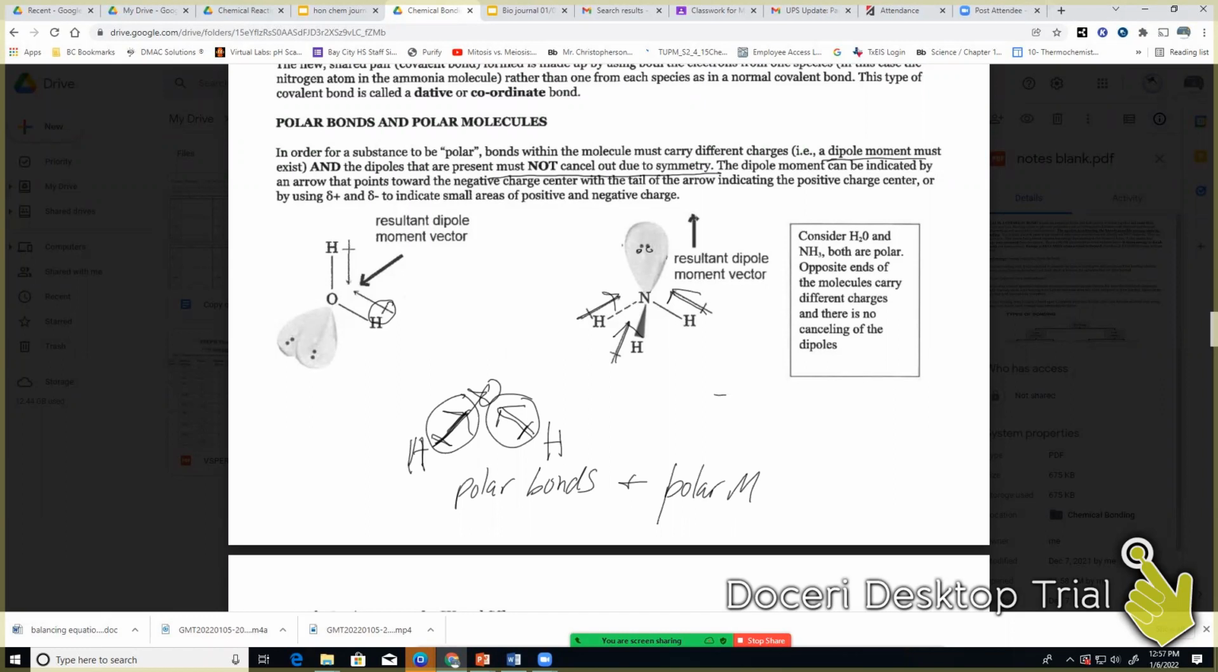Have y'all covered vectors in physics yet? No. No, not yet. Okay. Maybe y'all will be a little bit ahead of the game.